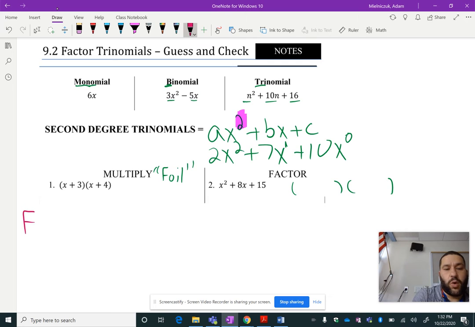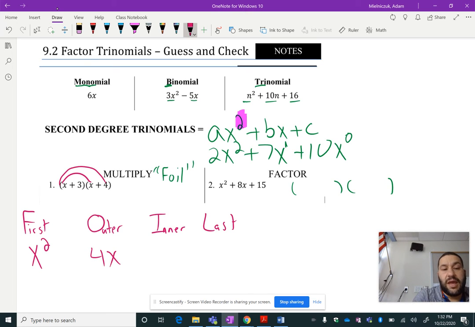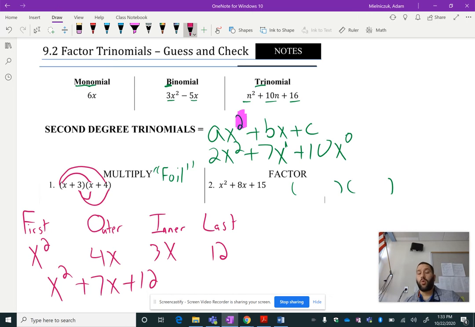The first method is called FOIL, which stands for the first, outer, inner, and last. So the first would be multiplying the first two terms. So x times x is x squared. The outer would be multiplying the outer terms, which would give me 4x. Inner is the inside terms, and then last would give me the 12. And then you'd put them together to get x squared plus 7x plus 12. So that's one way to do it. Okay. And as a matter of fact, let's just stay with that way for now. So let's just talk about foiling for now.